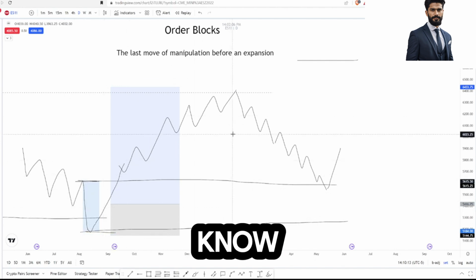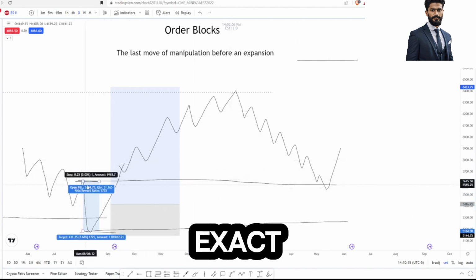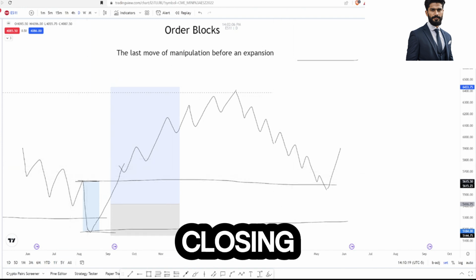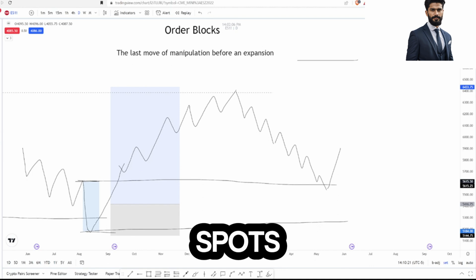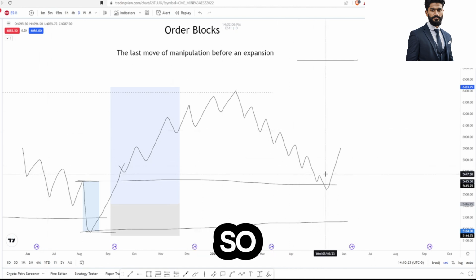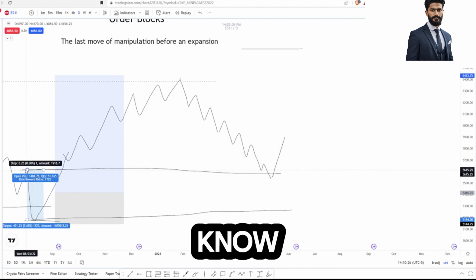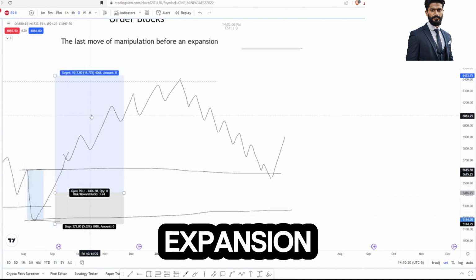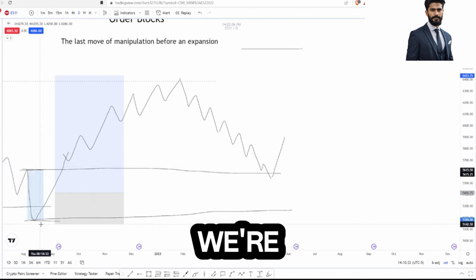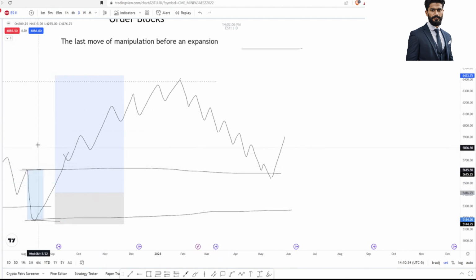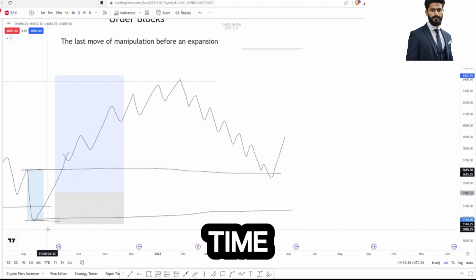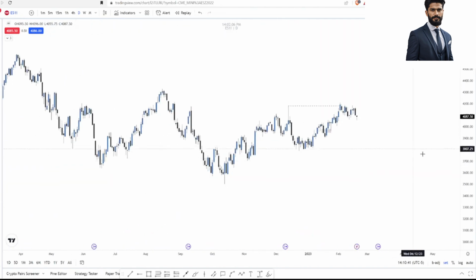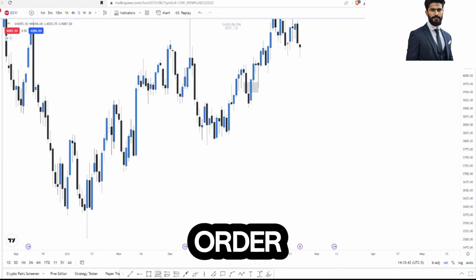It's not necessarily that they're going to be buying in the same exact spots, which theoretically and technically they are, but it's more or less closing sells in those same exact spots. So if we know an order block is the full down move before we have an expansion, we're going to use that whole down range. We're not going to just use one candle unless you go up in time frames to where that becomes one candle. So for example, let's look right here at this order block.